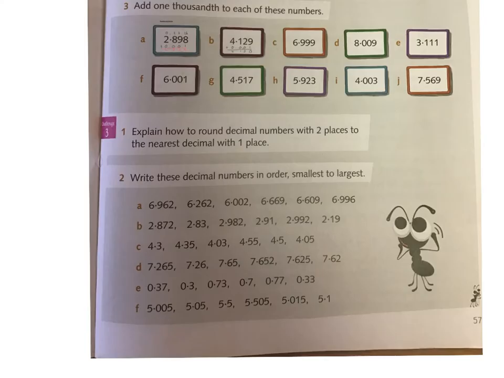In challenge 3, question 1 says explain how to round decimal numbers with 2 places to the nearest decimal with 1 place. Well, you're all very familiar with the rules of rounding by now, so that should be okay. And in question 2, once again, we are ordering the decimal numbers from smallest to largest. So again, use the same method as we did before. If the ones are the same, look at the tenths. If the tenths are the same, look at the hundredths, and so on.